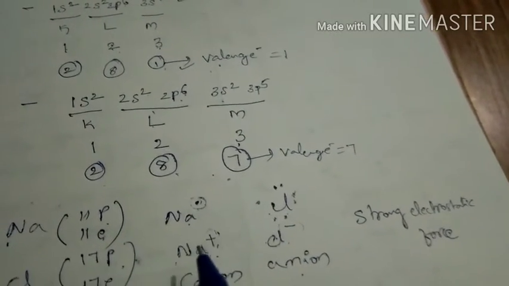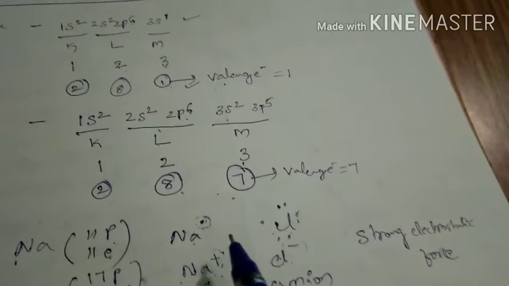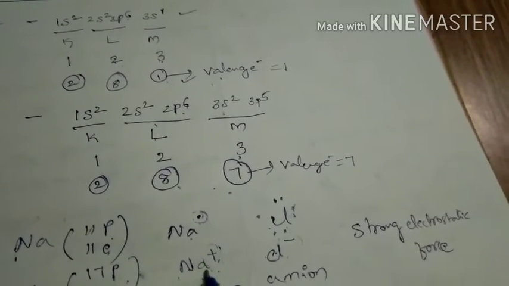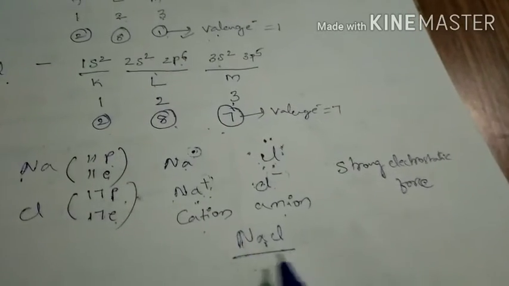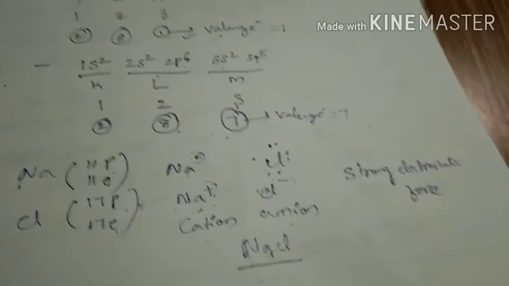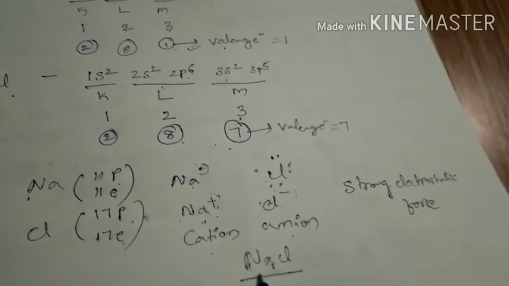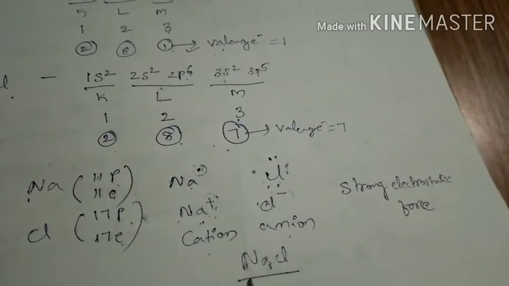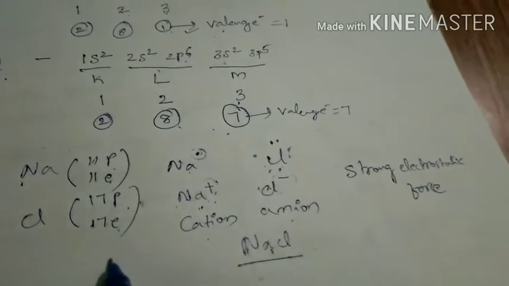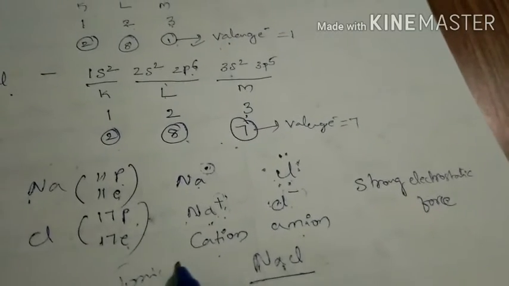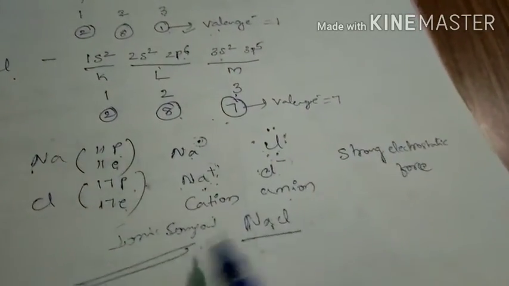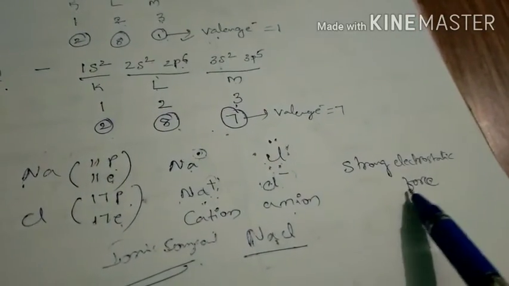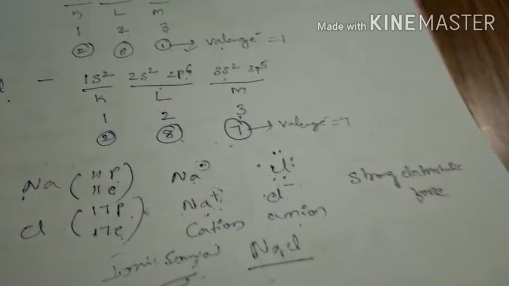So like that, reaction takes place between metals and non-metals. Finally, compounds are formed. So this is the example for formation of ionic compound. Why should I say ionic compound? Because in ionic compounds strong electrostatic force of attractions are present.